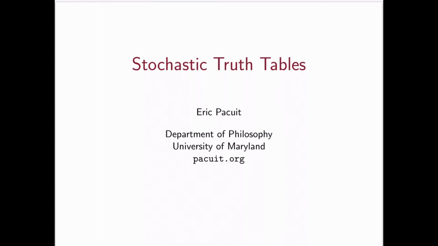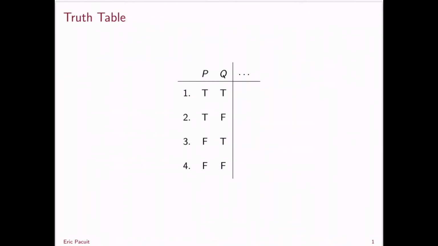In this lecture, I want to introduce the stochastic truth table. So here's a truth table. This is a truth table for two atomic propositions, P and Q. I'm not going to list the other formulas in this truth table since they don't matter. Since there are two atomic propositions, there are going to be 4 rows of the truth table.